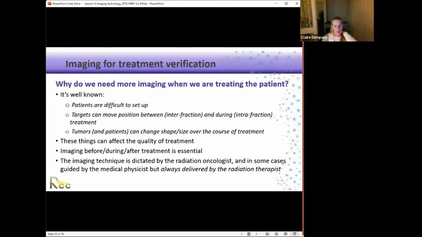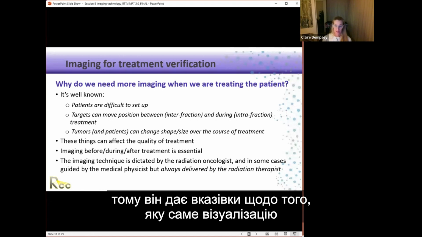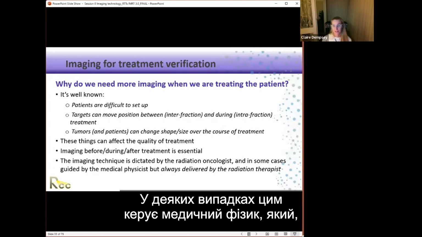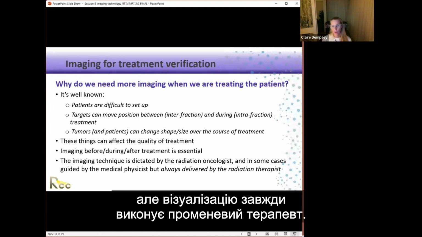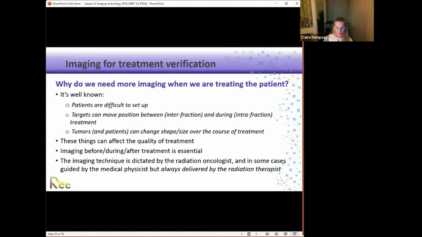The imaging technique is usually dictated by a radiation oncologist. They will give a directive as to what kind of imaging they would like to have for their patient. In some cases, it's guided by the medical physicist, who probably has a better understanding of the technicalities around the imaging techniques. But the imaging is always delivered by the radiation therapist. So this is why the whole team is super important when we're looking at imaging for treatment verification.